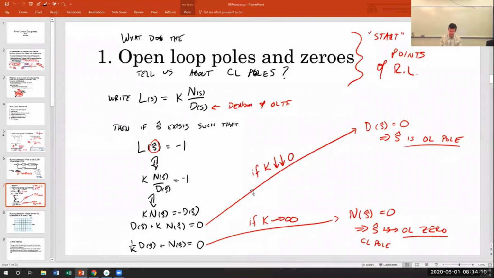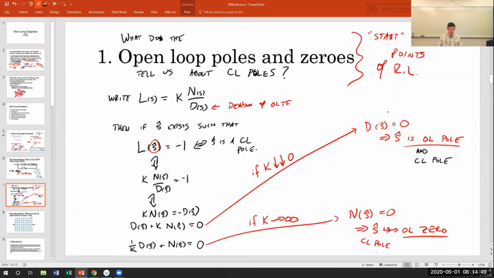In the first, if I let K become very, very small, essentially 0, then the only S hats that make this true are those S hats that are open loop poles. So now we can start getting into the new content today. If S hat is an open loop pole, it is also a closed loop pole, because we supposed that S hat is a closed loop pole.